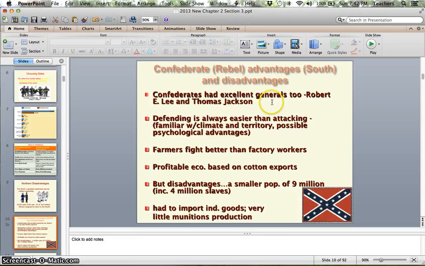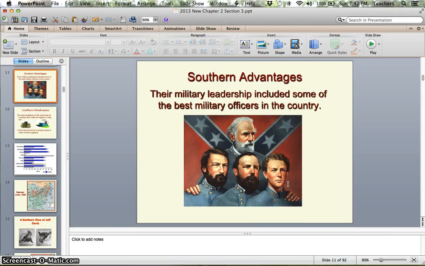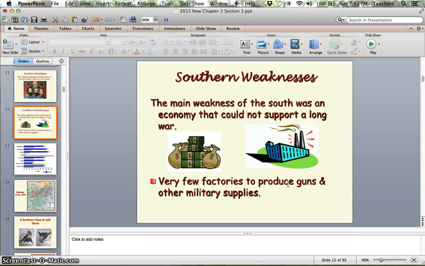So, excellent generals for the South. Again, Robert E. Lee and Thomas Stonewall Jackson were two very good generals. Defending is always easier than attacking. They knew the terrain. Farmers fight better than factory workers. But again, they didn't have much to choose from for an army, and they had little supplies, which is going to hurt the South quite a bit.